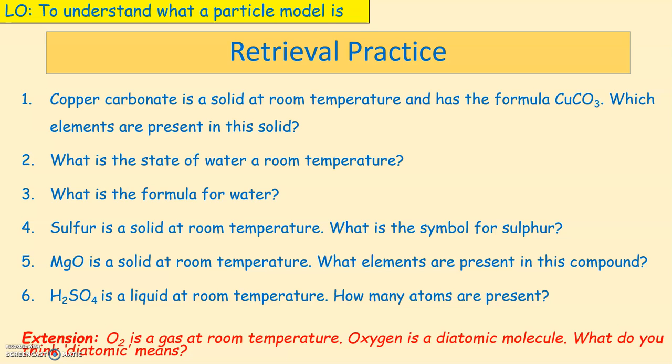Good. And the extension question is saying O2 is a gas at room temperature. Oxygen is the diatomic molecule. What do you think the diatomic means? The word di means 2, di. So in its natural state, oxygen is represented by 2 atoms, okay? 2 atoms of oxygen. That is why whenever I write oxygen, write it as O2. We don't just write oxygen on its own, okay? It exists as 2 atoms together.